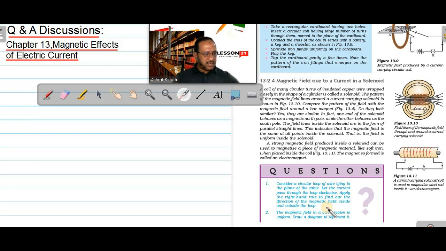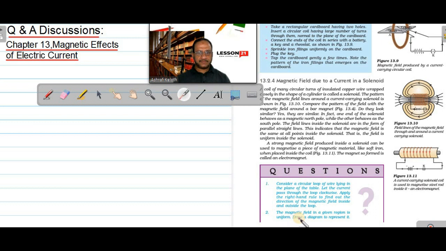So all of you write the answer. You can do it yourself. Just keep something circular in front of you on the table, and hold it with your right hand with the thumb in the direction of current. Then you can see the fingers inside the loop will be vertically downward, and outside they will be coming upward. Read the second question.